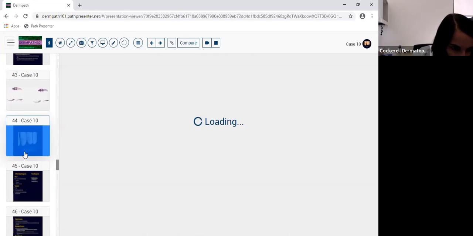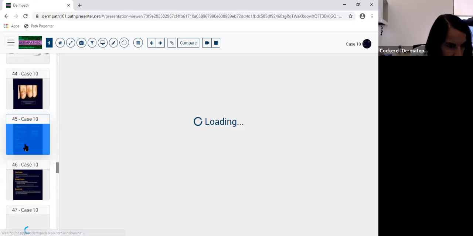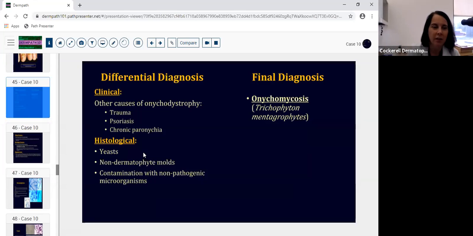Clinically, this is what we saw: some white toenails demonstrating onycholysis and subungual hyperkeratosis. It appears to be affecting all of the toenails here, except maybe this one. The differential diagnosis was onychomycosis, and it was Trichophyton mentagrophytes. Other clinical differential includes trauma, psoriasis, and chronic paronychia, which can be caused by things like Candida. The histologic differential is yeast forms and non-dermatophyte molds. Contamination would be a lot of contamination for that to grow, and it was also invading into the plate, so I don't think you would think about contamination with a non-pathogenic microorganism here.